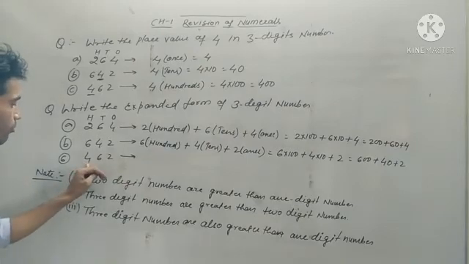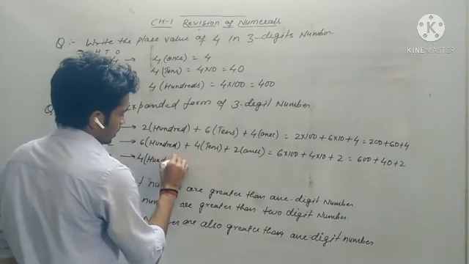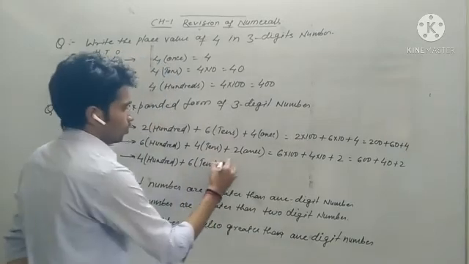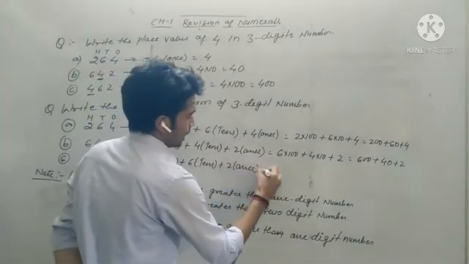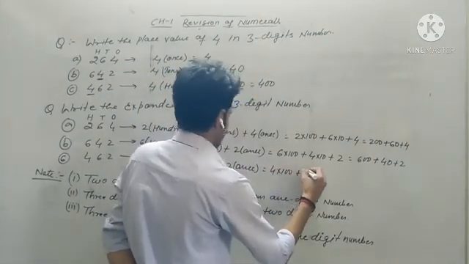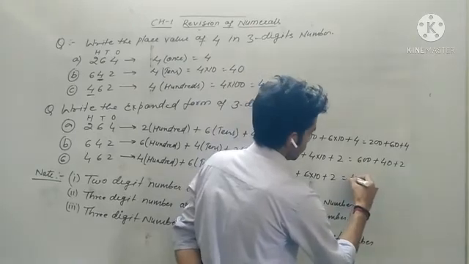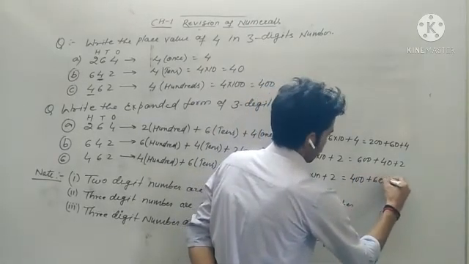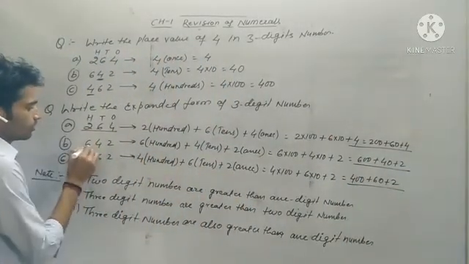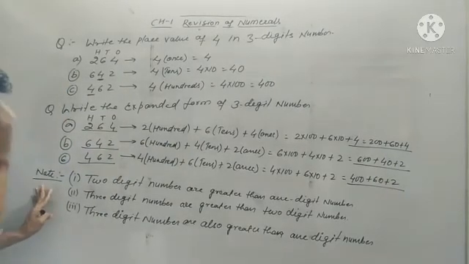And last is: write the expanded form of 462. So 4 hundreds plus 6 tens plus 2 ones, and this is equal to 4 into 100 plus 6 into 10 plus 2, which is equal to 400 plus 60 plus 2. So that is the expanded form of 264, 642, 462.